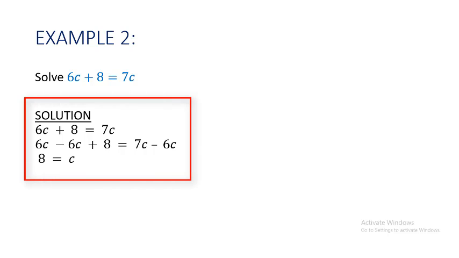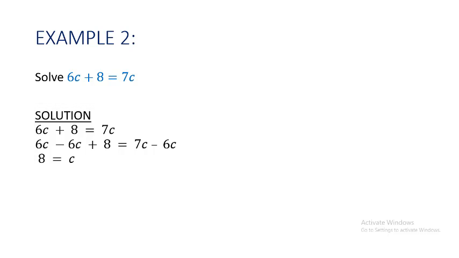Now we are saying 6c plus 8 is equal to 7c. Now here we are going to move 6c. 6c should be removed from the left hand side to the right hand side. So 6c has a positive sign. That means we are going to use its inverse operation, which is negative 6c. So we are going to subtract 6c from both sides.